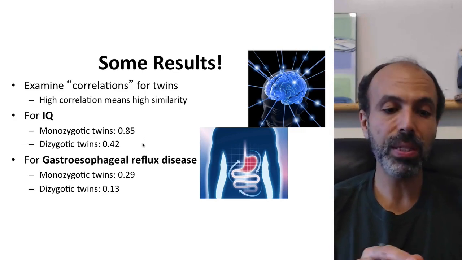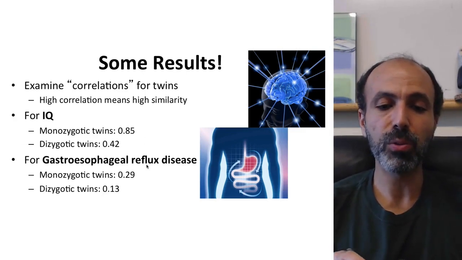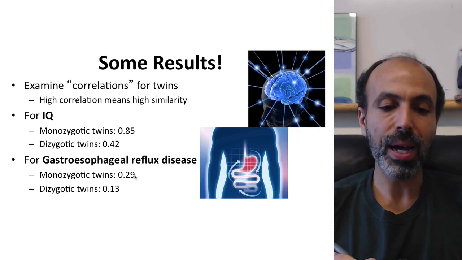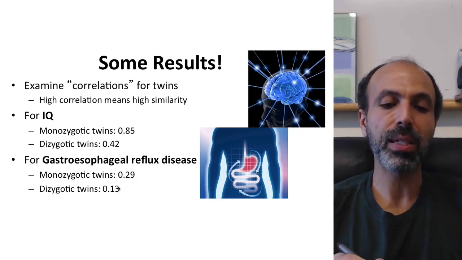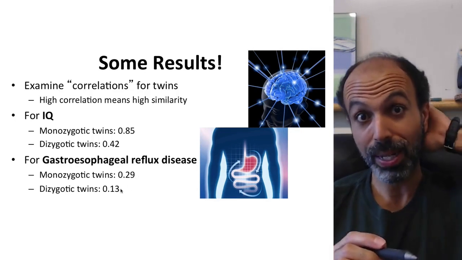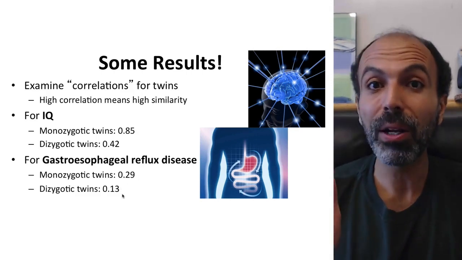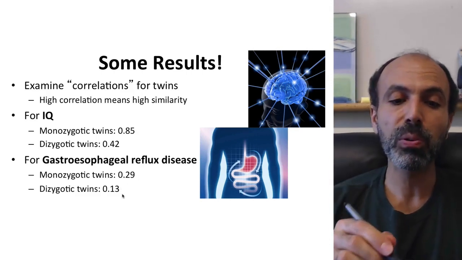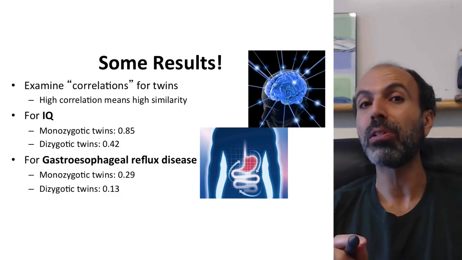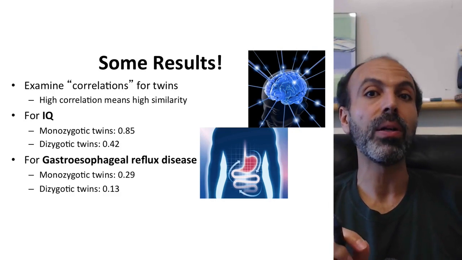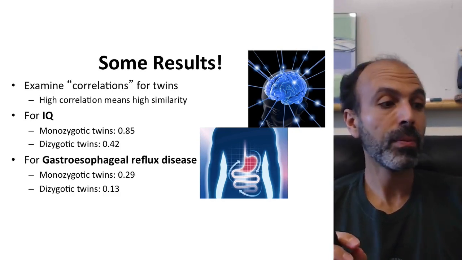Same sort of thing for some diseases. When we look at gastroesophageal reflux disease, monozygotic twins have a 0.29, dizygotic twins have a 0.13. Again, we see this higher association when they're genetically the same than when they're genetically similar but not identical, which means that there is some sort of genetic component. There may be an environmental component. I should stress this. None of this proved the absence of an environmental component. All it shows is the presence of a genetic component. I should stress that. Okay?